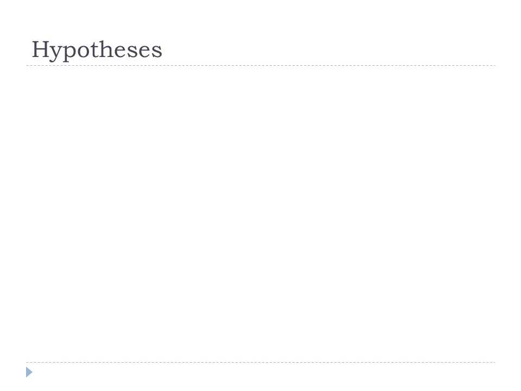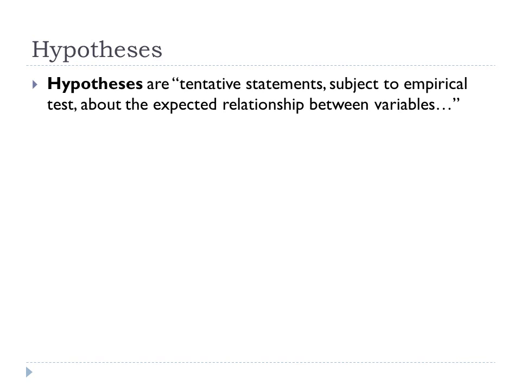Okay. So now that we've covered basic probability, I want to talk about how we make and test hypotheses with statistics. So first, let's talk about what a hypothesis is. We could formally define hypotheses as tentative statements subject to empirical tests about the expected relationship between variables. And that is what they are, right?